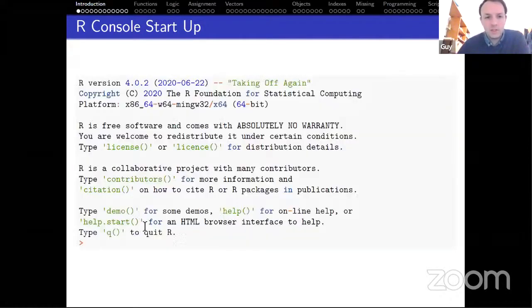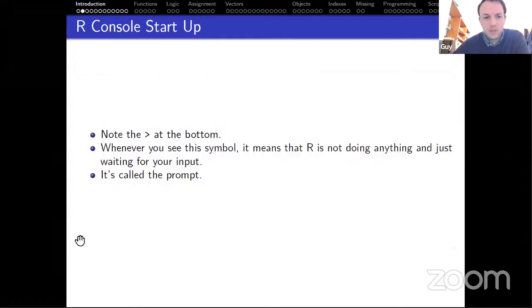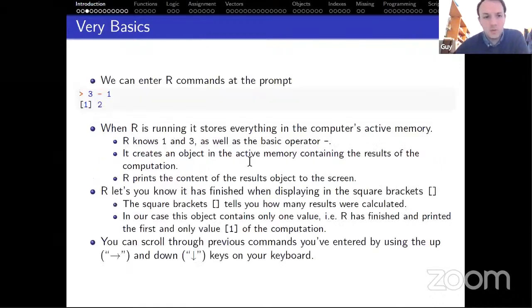So the main thing to notice when R is loaded is the very last character, right? This cursor here. Right at the bottom we see what we call the prompt. When you see this symbol in R, it means that R is not doing anything and it's waiting for an input, right? So we call it the prompt. Whenever we see the prompt, it means we can enter a command into R. For example, we could type 3 minus 1, and it's going to give us the result.